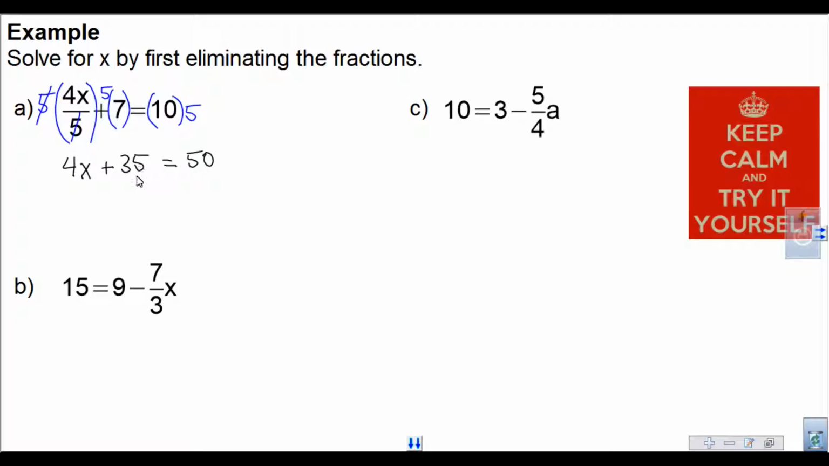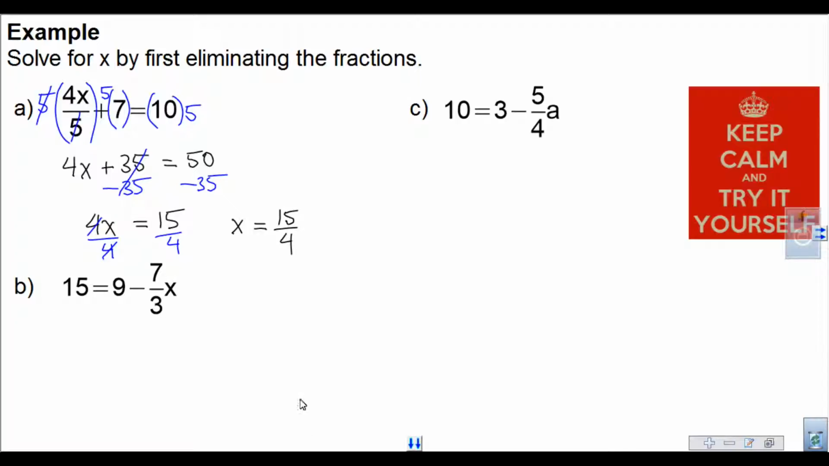So you see now we have an equation where there's no fractions anymore, and it becomes a two-step equation. So 4x plus 35, so I need to get rid of that plus 35, so I'm going to subtract 35 on both sides. That will subtract out. So 4x is equal to 50 take away 35 is 15. Now 4 times x is over there, so I'm going to divide by 4 on both sides. That way the 4's will divide out. So x is equal to 15 over 4. And we'll leave it at that.